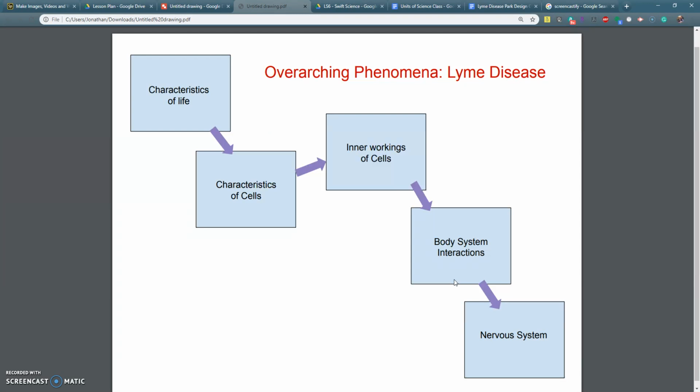We then brought that to the body systems, where we looked at how the immune system and other body systems might be affected by Lyme disease and by the tick, and then to the nervous system, where we can actually take a look at how the tick inhibits our nervous system so that it can feed on us without us knowing. By using this overarching phenomenon, I was able to make many different connections between all these different parts of biology, which is a huge subject, and then I was able to bring it all together with this final project.